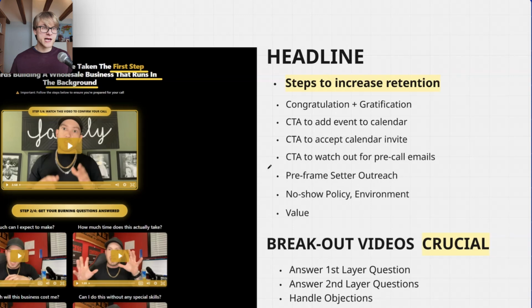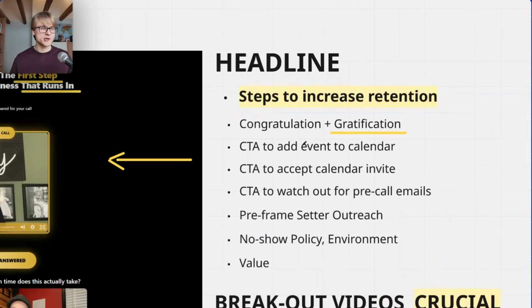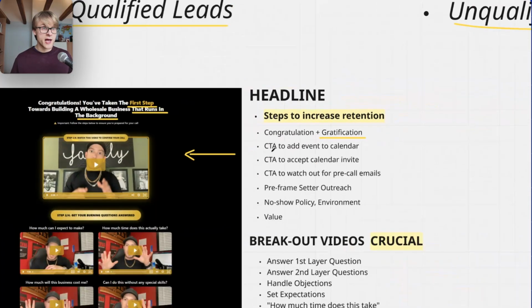And in the thank you VSL, which is this one over here, what we basically do is we congratulate them on booking the call and give them instant gratification. Say something like, "You've done the right thing," and they're like, "Oh," right? They're getting instant confirmation. Then we CTA them to add the event to the calendar. We CTA them to accept the calendar invite to confirm the call. We always say, confirm your call with this, right?